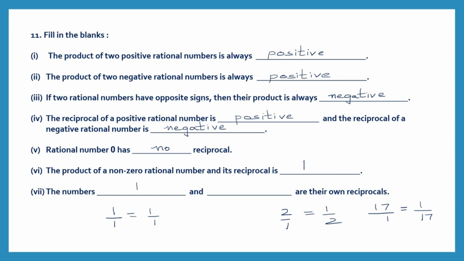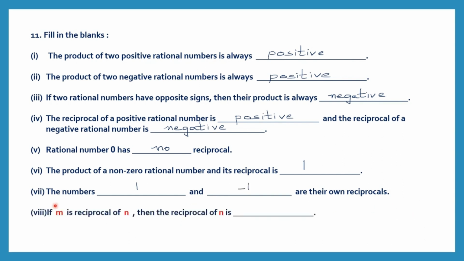So 1 is its own reciprocal. What about the other number? What about minus 1? Minus 1 by 1. What is the reciprocal of this? 1 by minus 1, which is still the same. Minus sign, whether it's down or on top, it's the same. So the other number is minus 1.